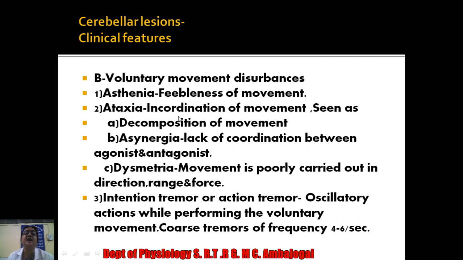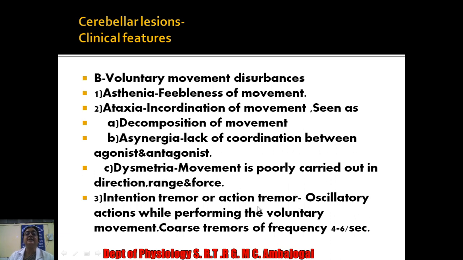Then ataxia, incoordination of movement, which is seen in the form of decomposition of the movement. The movement is not going in one planned sequence; it is split into various parts, or synergy. So there is lack of coordination between agonist and antagonist muscles. And the third point is dysmetria: movement is poorly carried out in direction, range and force due to the lack of coordination.